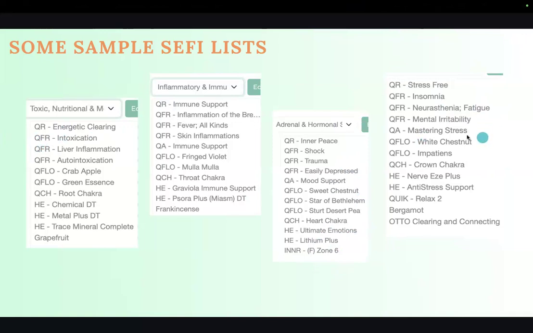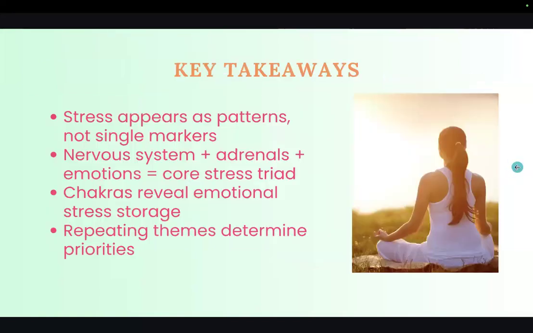Mental irritability. I can't pronounce that one, so I'm not going to say it. Mastering stress, white chestnut, impatience, crown chakra, nerve ease plus, anti-stress support, relax 2, bergamot, and the auto clearing and connecting. So that's all nervous system support. Yeah, so it's more of the nervous system support there.